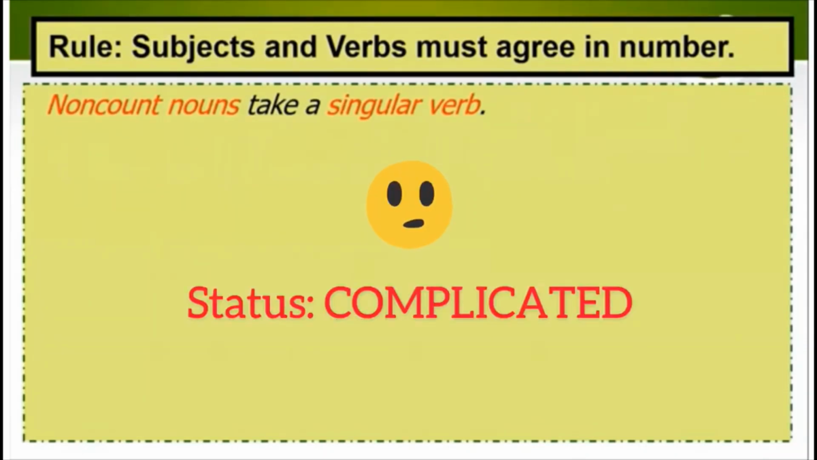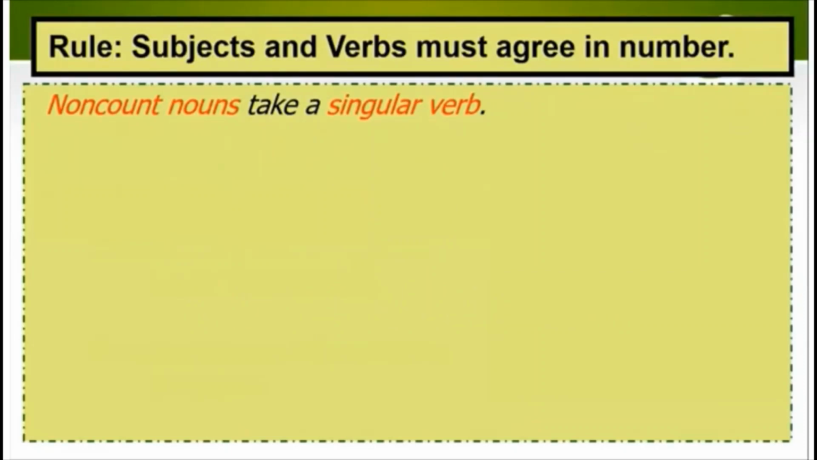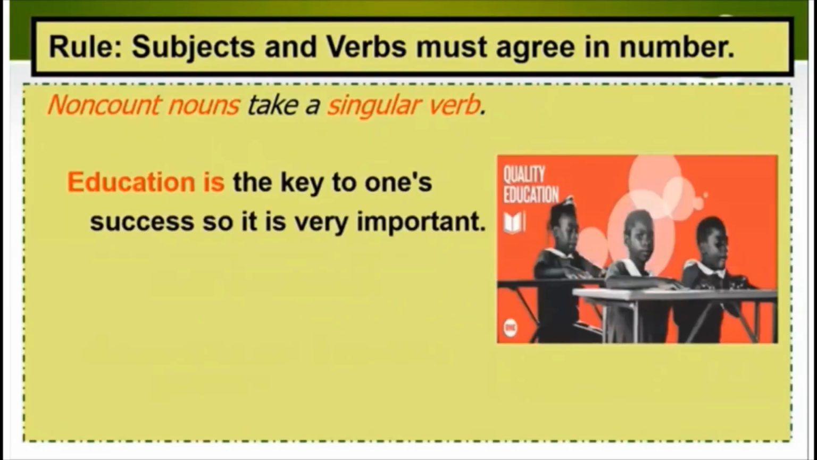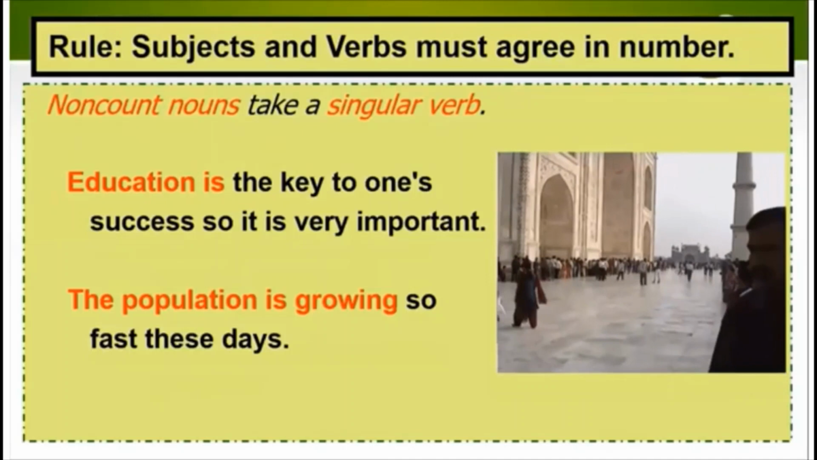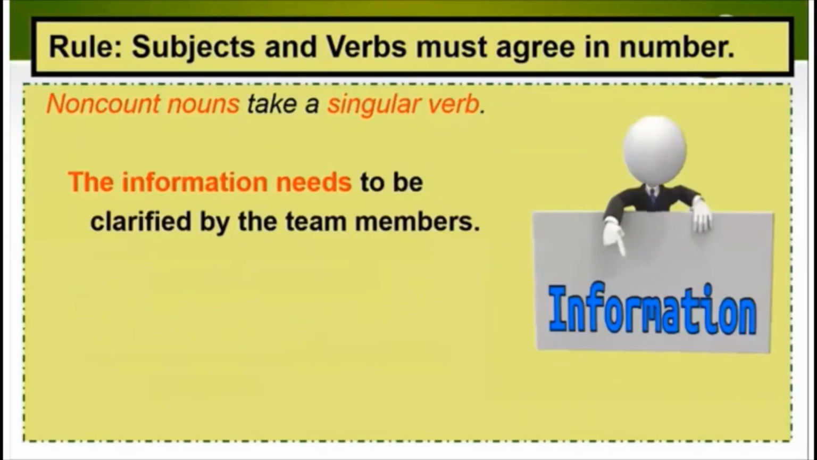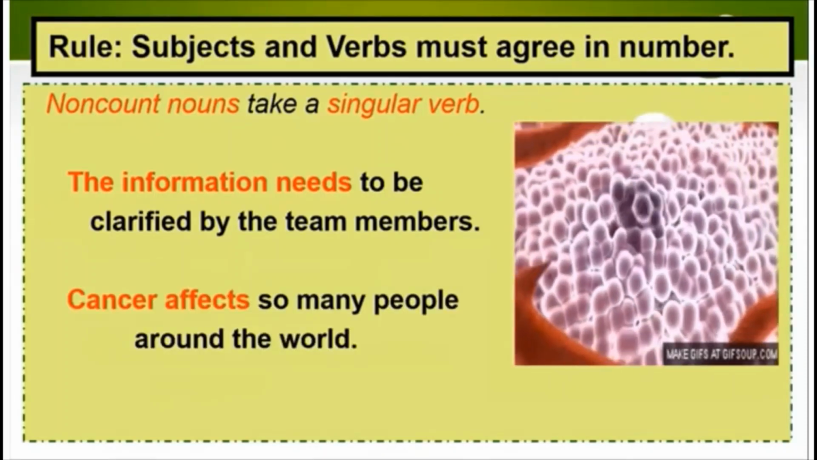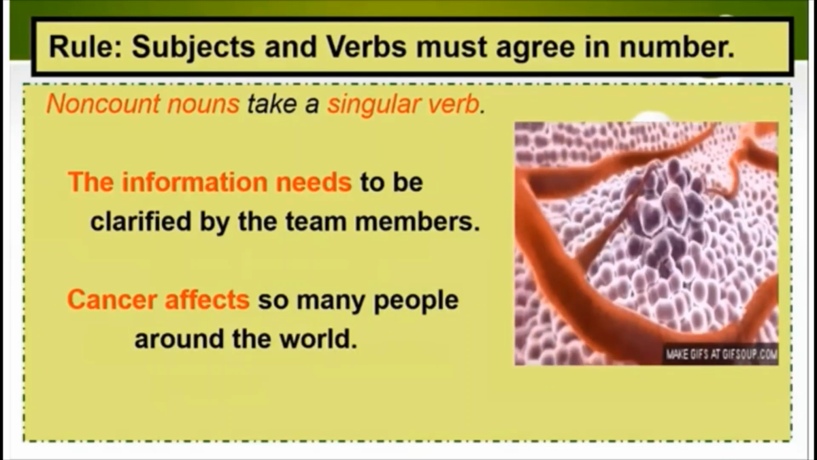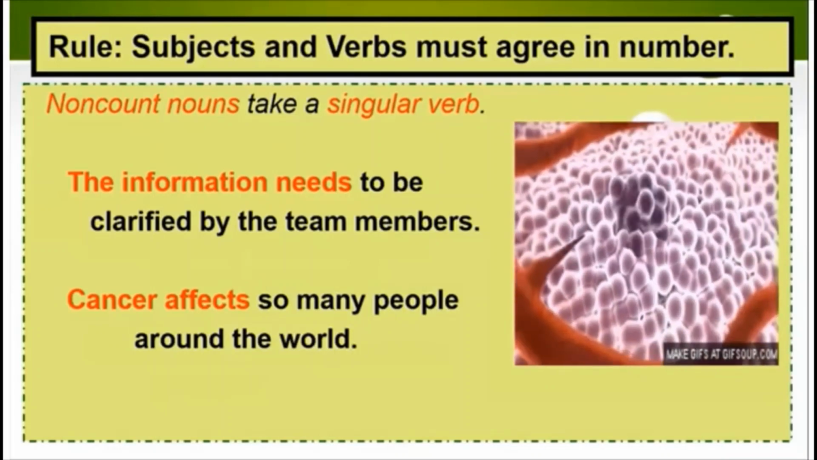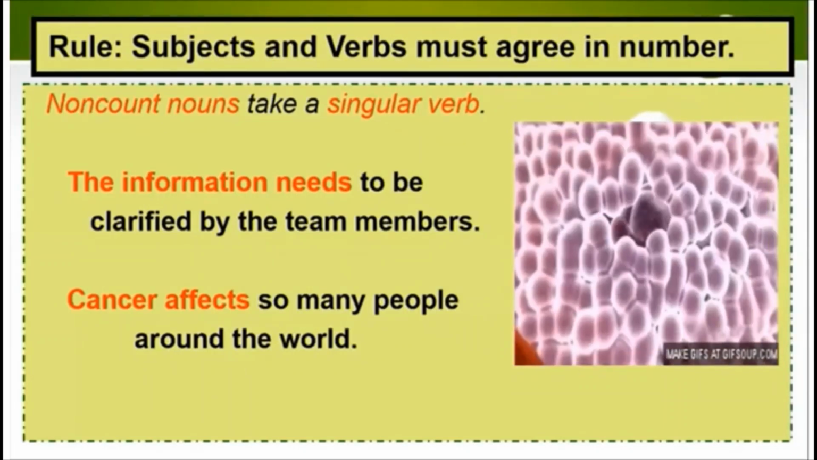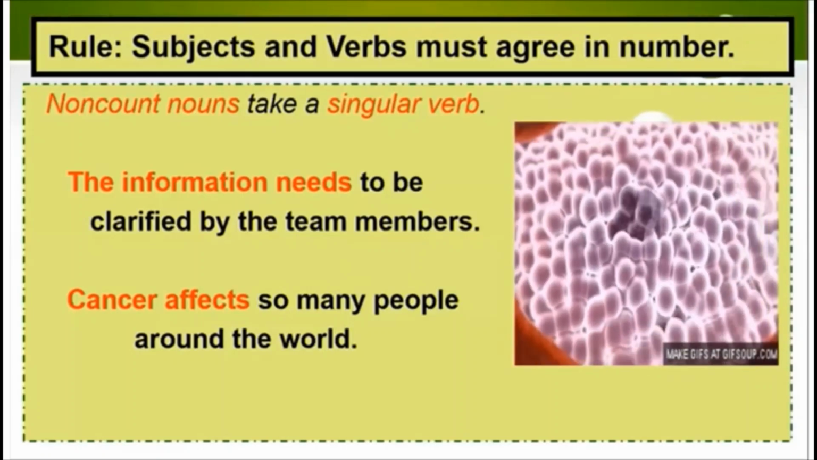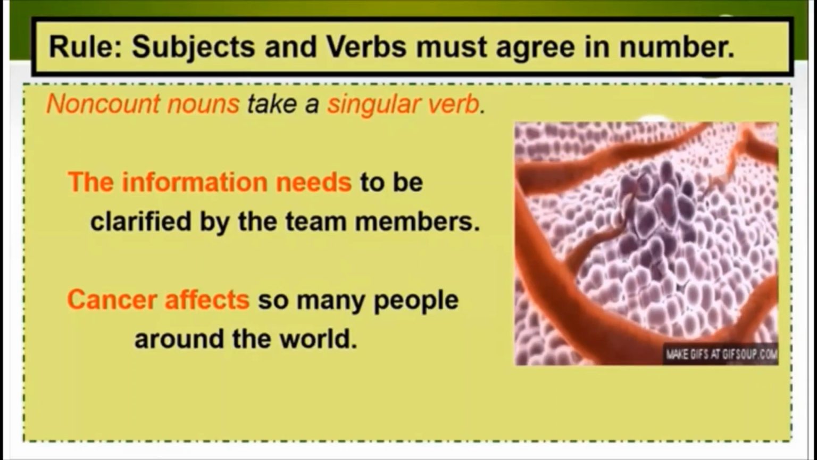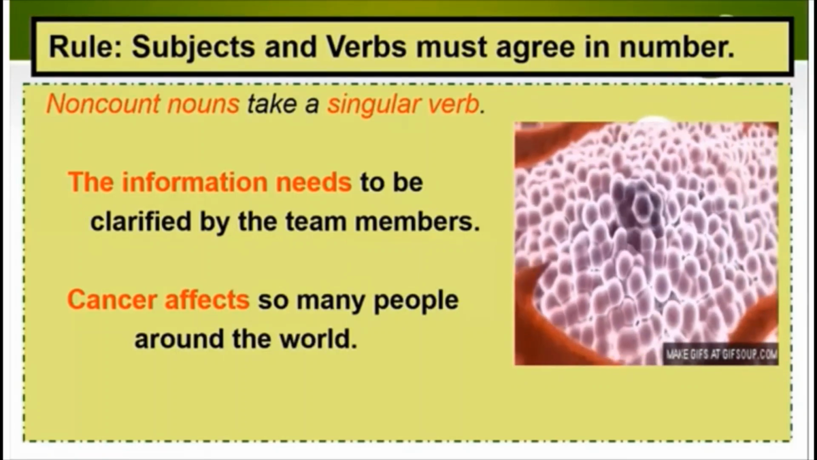Status complicated lang. Okay, for example, education is the key to one's success, so it is very important. The population is growing so fast these days. The information needs to be clarified by the team members. Cancer affects so many people around the world. So, itong mga non-count nouns na to, hindi mo sila pwedeng lagyan ng S para gawing plural. Hindi mo pwedeng sabihing educations, populations, the informations, cancers. You do not do this. Okay? Otherwise, you will break the rule of the subject-verb agreement.